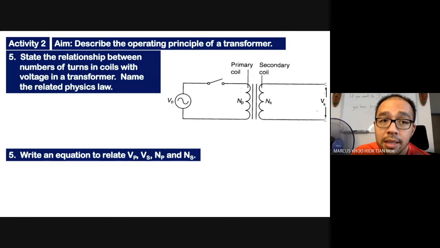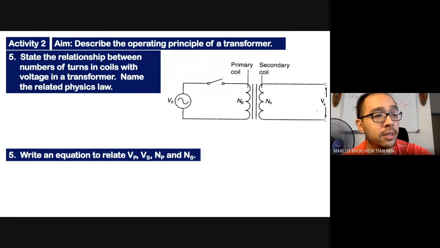Okay, so let's state the relationship between the number of turns in the coils with the voltage in the transformer. Can anybody tell me this? What is the relationship between the number of turns in the coils and voltage in transformer?